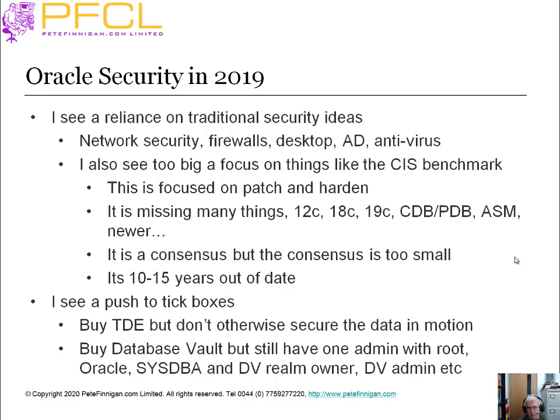I see a big focus on things like the CIS benchmark. That document, it's okay, but it's about patching and hardening the database. And these are very basic, simple things in the CIS benchmark. It's also very out of date. So if you compare the 11G CIS benchmark with the 12C, there's very little difference. And also if you look at these documents, there's lots of things missing. There's no 12C, there's no 18C, there's no pluggable databases, there's no ASM. They're too small, these documents.